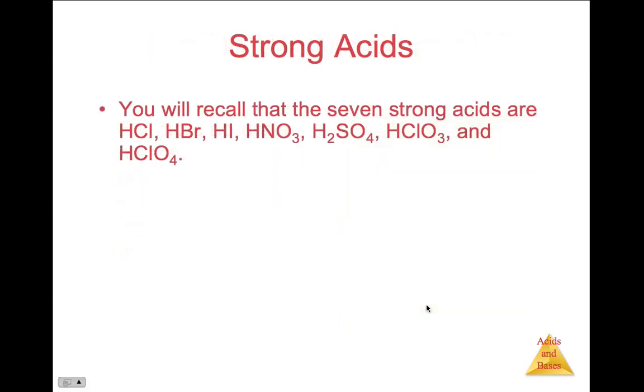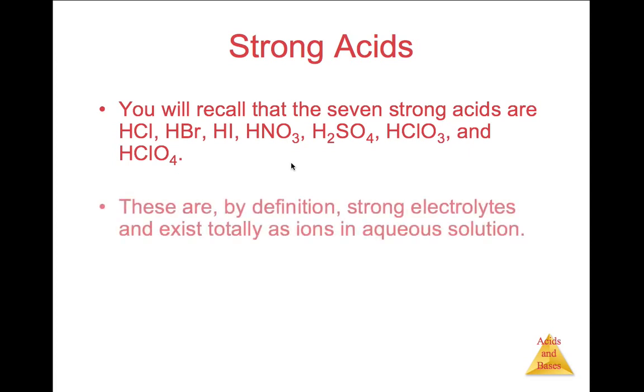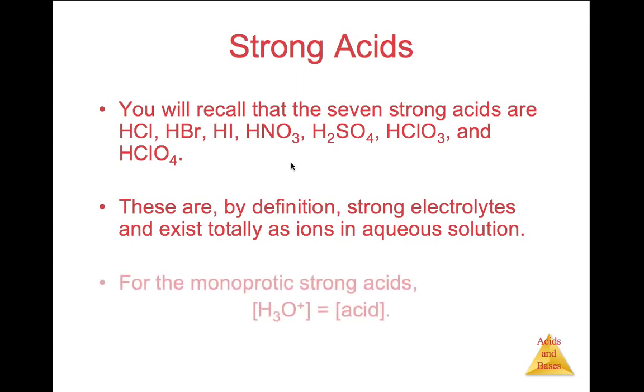So, let's talk about strong acids. You'll recall that the 7 strong acids were HCl, HBr, HI, HNO3, H2SO4. And remember, when we say HClO-low, we mean HClO3 and HClO4. These 7 strong acids, remember, have an equilibrium constant of greater than 1 because their equilibrium would lie far to the right. And by definition, they're strong electrolytes and exist totally as ions in the aqueous solution.